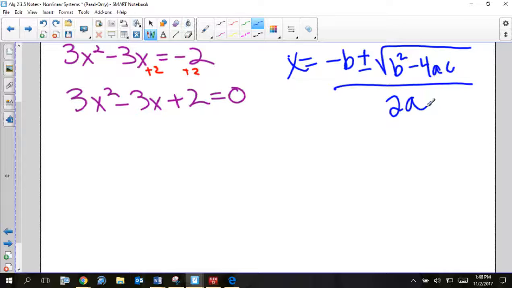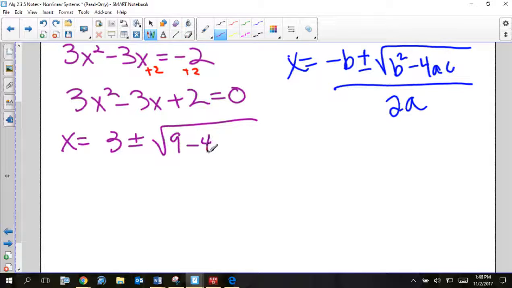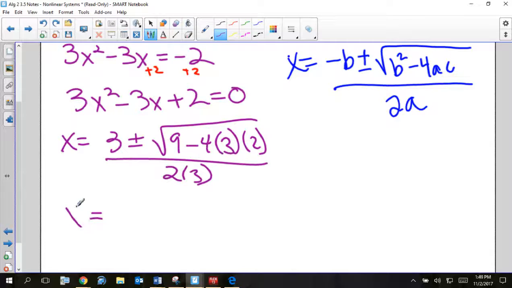So now let's plug stuff in. We've got x equals opposite b plus or minus square root 9 minus 4 times 3 times 2 all over 2 times 3. So 3 plus or minus square root. I need to do 9 minus 24. Help me out. 9 minus 24. Negative 15. Thank you. Over 6.